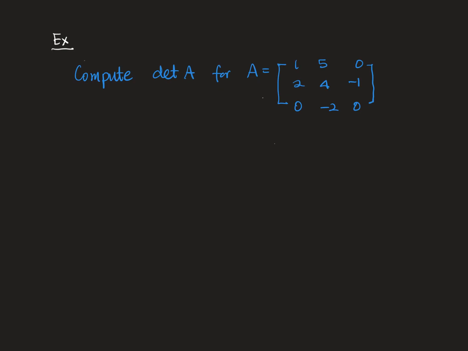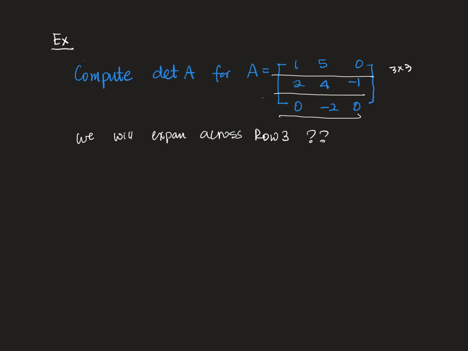Consider this example. We're going to find determinant A, which is 3 by 3. In the previous video we used the first row. Which row or column should we use to find determinant A? Here is the first row, here is the second row, here is the third row. I want to use the third row. Why? We will expand across row 3 because it has an entry that is 0.